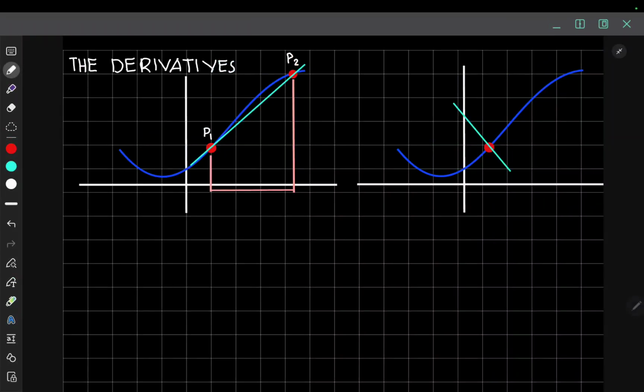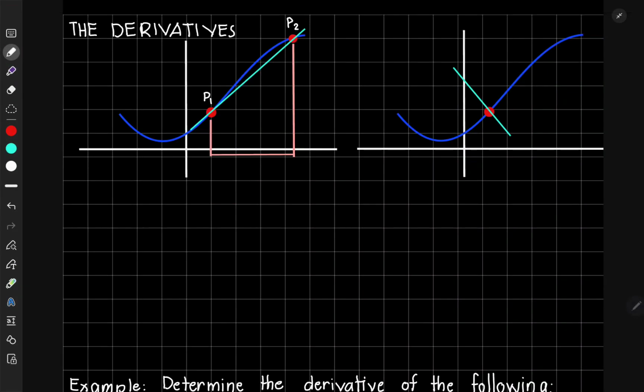So for this discussion, we will discuss derivatives, mostly the concept of derivatives. So meron tayong curve, which is the blue curve in here. So this is a curve of a function. And kumuha tayo ng dalawang points, which we have P1 and P2.